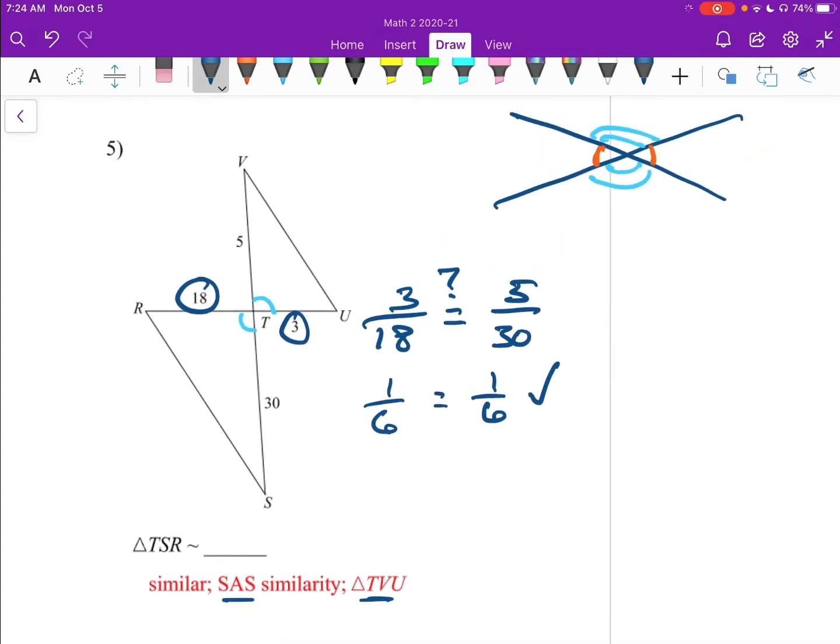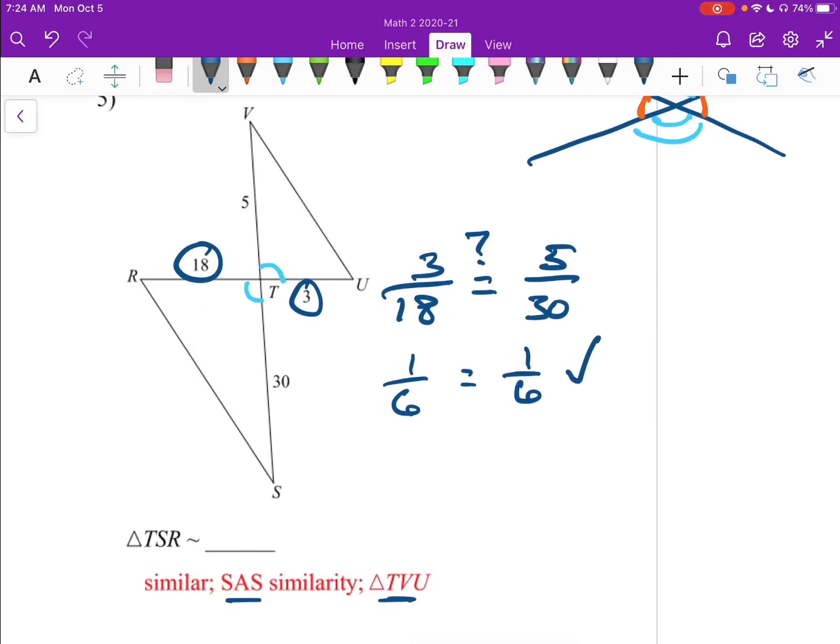So in our similarity statement here, we have TSR, and almost all the time, if the triangles overlap on a point, the point is going to be the same order in both similarity statements. They don't always have to be that way, but that's normally a good guess. Still, you need to check yourself.